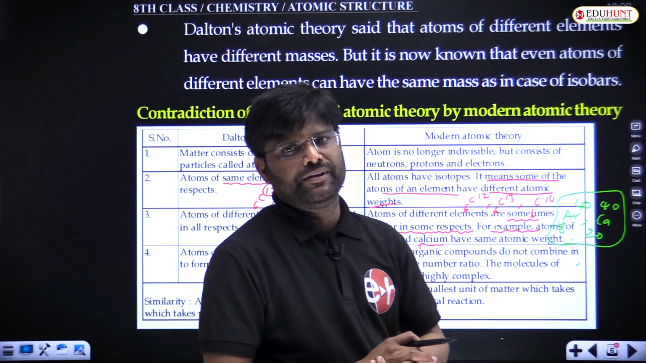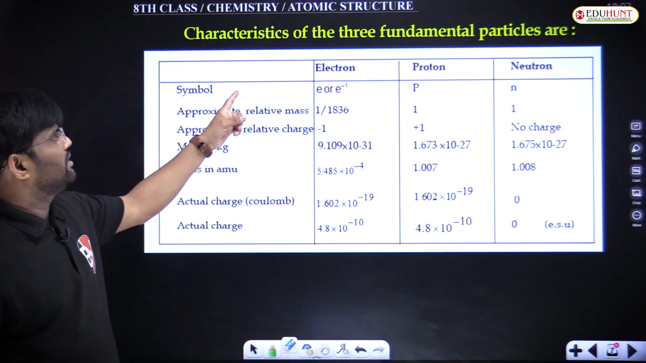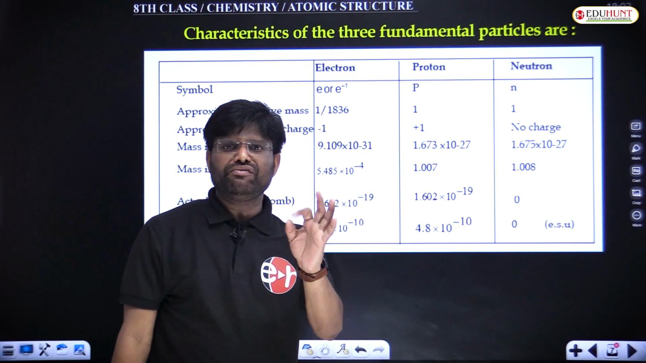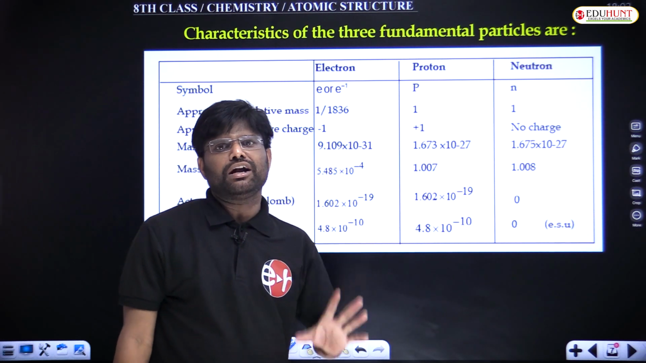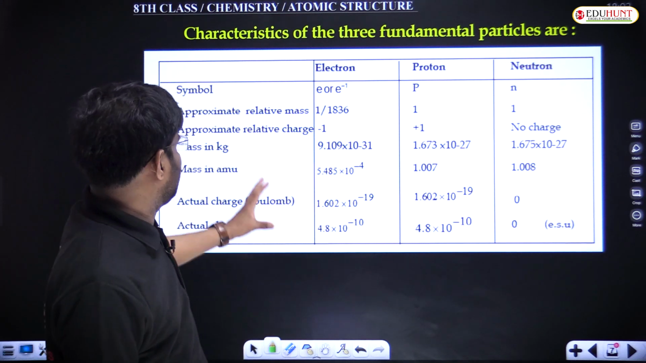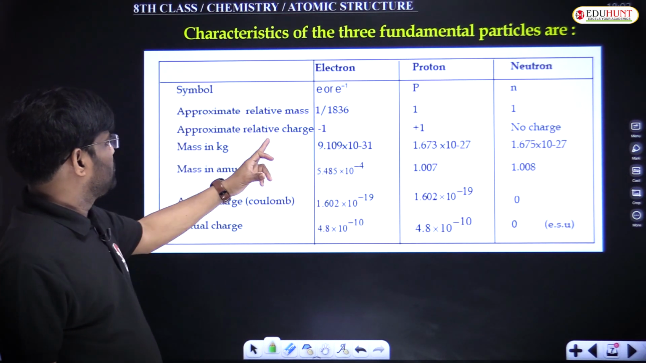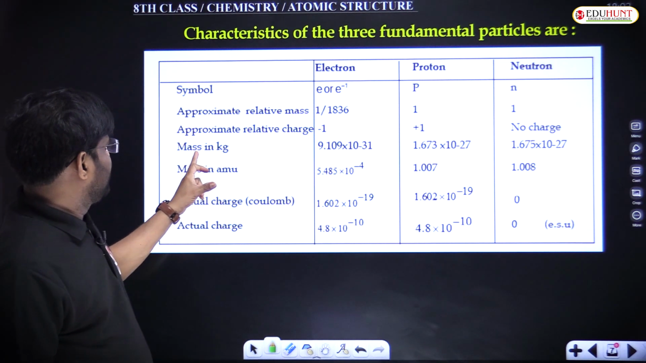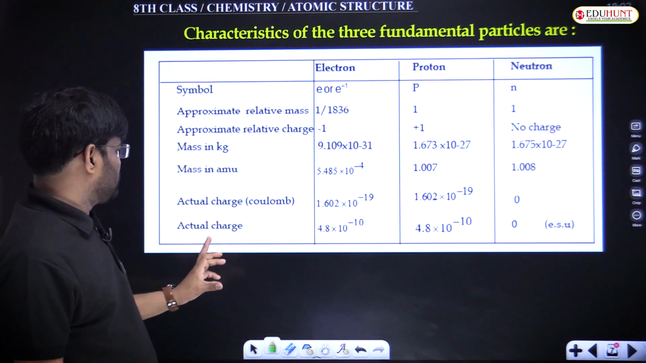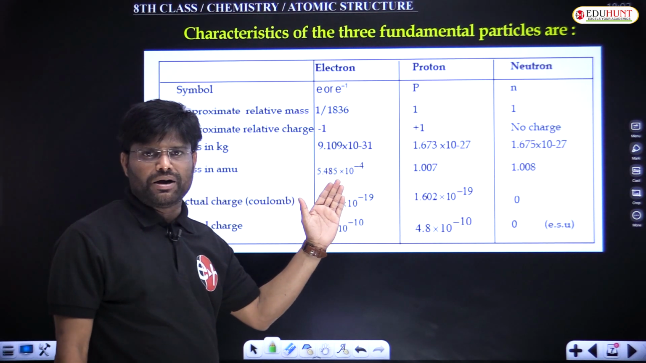So this is about the contradictions. See here what is given: characteristics of the three fundamental particles. So an atom contains three main fundamental particles. Those are subatomic particles: electrons, protons, neutrons. See here symbol is given, next relative mass given, charge given, and here mass in kgs, mass in units, and actual charge.